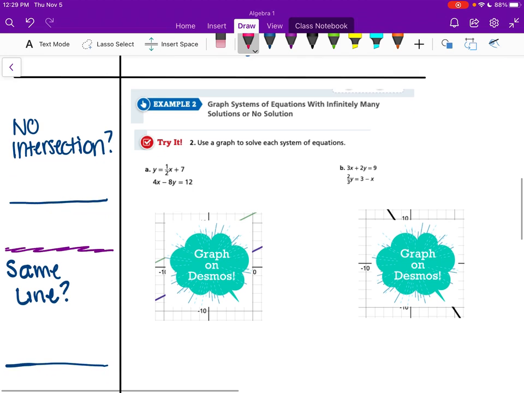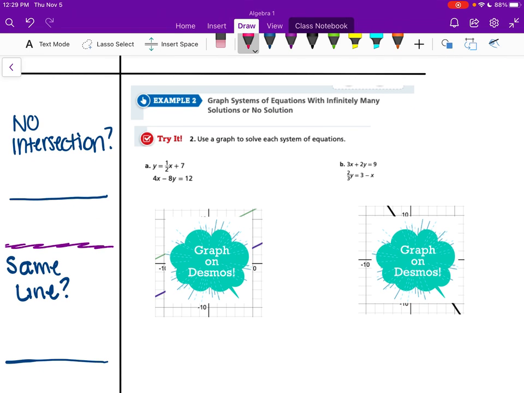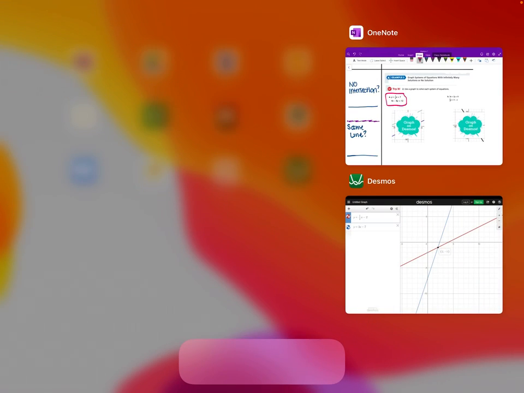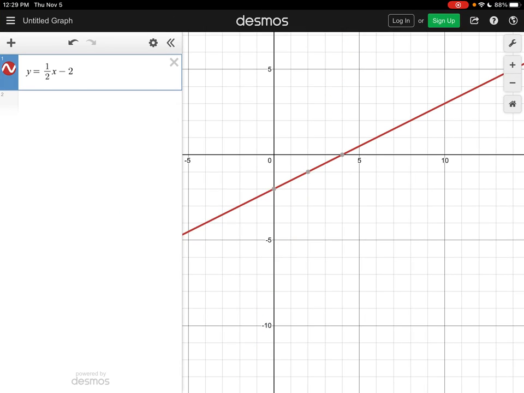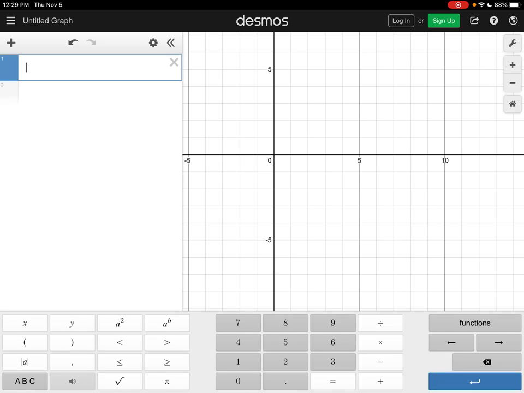Let's look at what those look like. So example 2 is all about systems of equations with infinitely many or no solution. And to find this, we're going to use the same process. We're going to take both of our lines and graph them using Desmos. So let's switch over to our Desmos. Let's get rid of these two equations. Let's graph the first one.